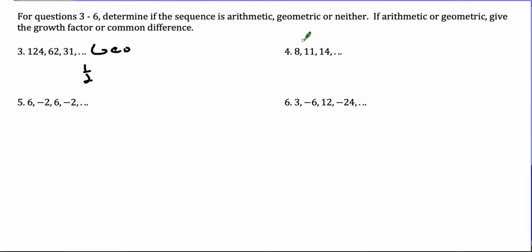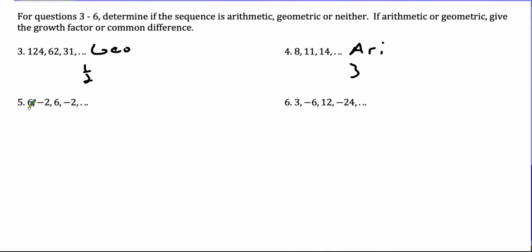On number 4, I can see that I am adding 3 each time. 8 plus 3 is 11, 11 plus 3 is 14. If I'm adding the same thing each time, this is an arithmetic sequence, and then my common difference is whatever I'm adding. So that would be plus 3 each time. Now, again, one way to test this in the calculator would be to take a term and subtract the previous term. Then take a term and subtract the previous term and see if we get the same thing each time. In this case, we would get 3.